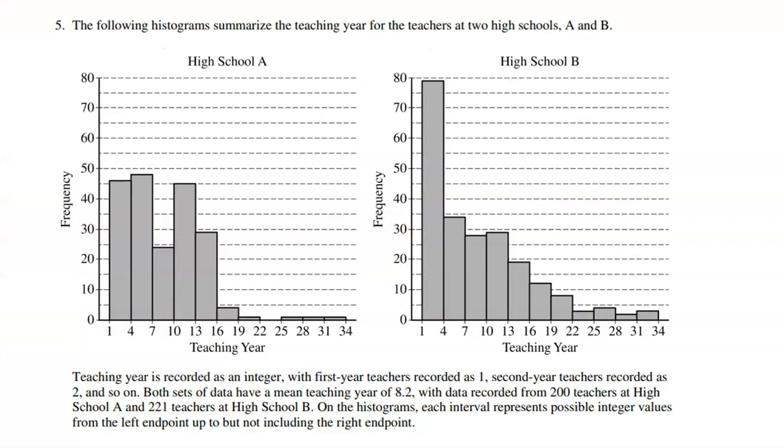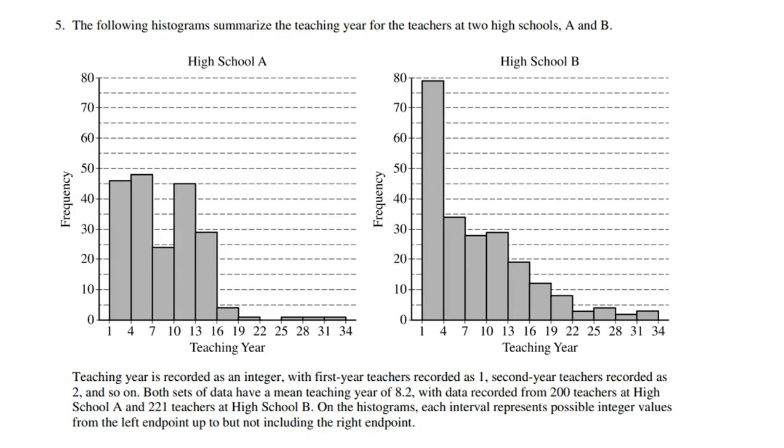All right, so here was the question. The following histograms summarize the teaching year for the teachers at two high schools, A and B. So what they mean by the teaching year is what year of teaching is it for a specific teacher. So if somebody asks me, hey, what teaching year is this for you? I would say 20. It's my 20th year of teaching.